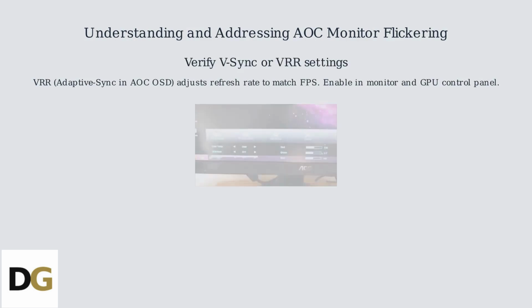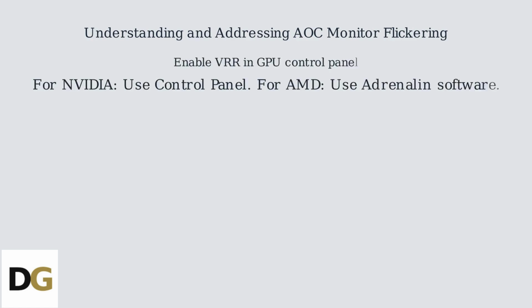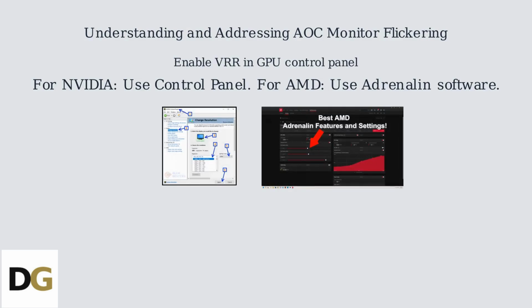Next, verify your VSync or VRR settings. VRR, often labeled as Adaptive Sync in AOC's on-screen display menus, dynamically adjusts the refresh rate to match your FPS, minimizing flicker. Ensure VRR is enabled in both your monitor settings and your GPU control panel. Enable VRR in your GPU control panel. For NVIDIA users, use the NVIDIA Control Panel. For AMD users, use the AMD Adrenalin software.